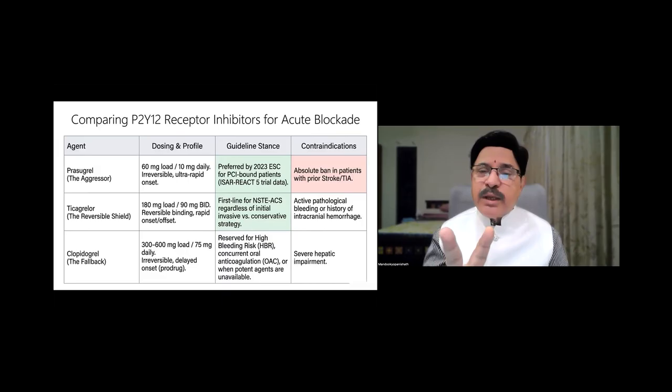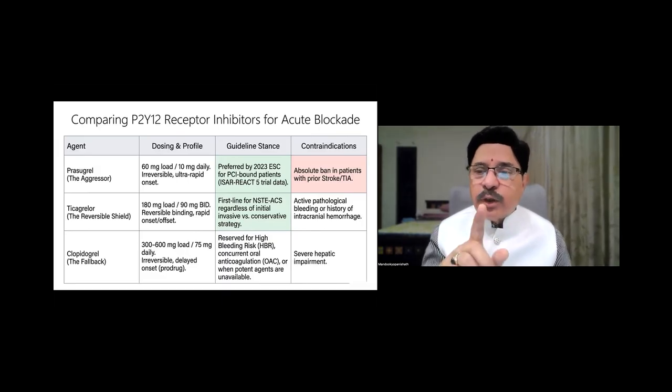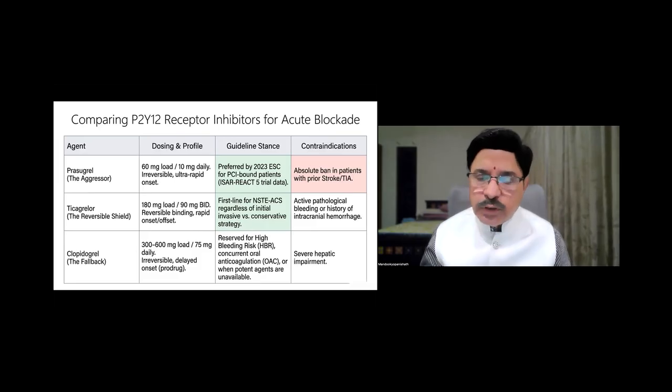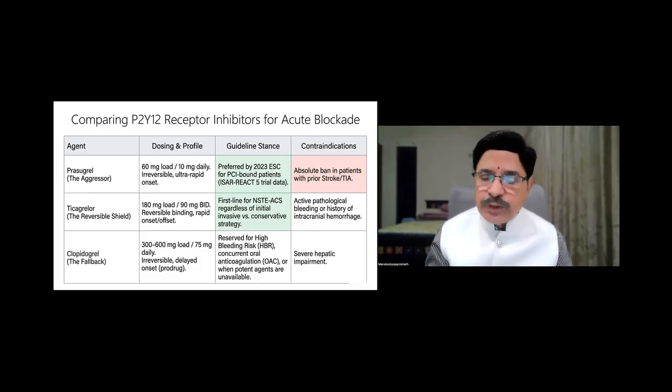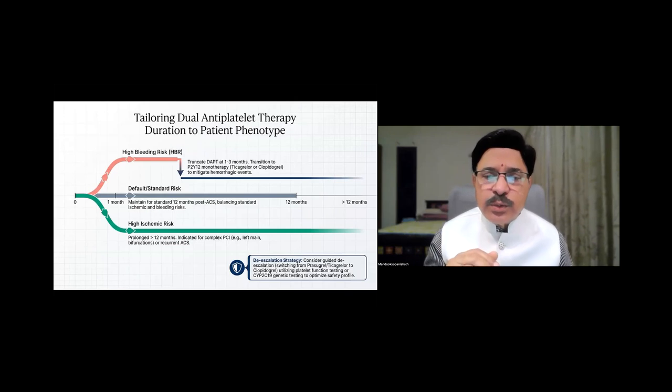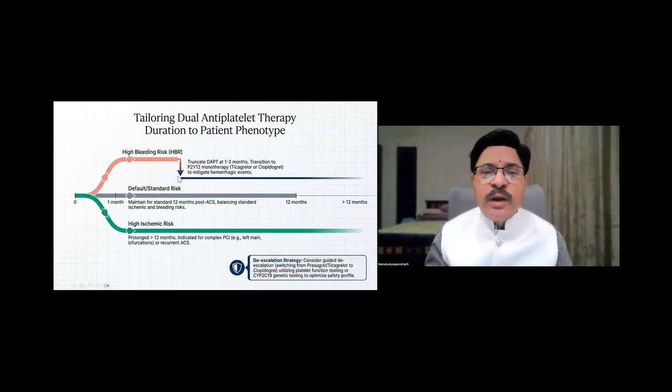Which is the companion antiplatelet agent to aspirin? Either clopidogrel or ticagrelor or prasugrel, depending upon the type of patient as listed in the table. Now, how long should I continue the double antiplatelet therapy? High bleeding risk, that's all. At 3 months you stop. Don't go beyond 3 months. 1 to 3 months only. Truncate and only continue one antiplatelet.